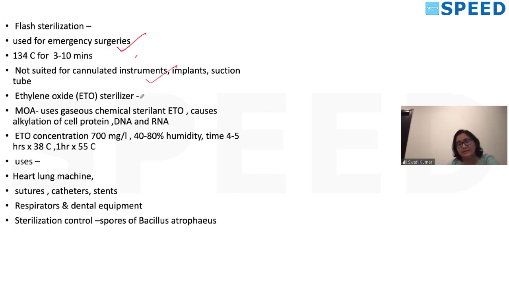Now we have ETO sterilizer. ETO sterilizer acts by alkylating the cell protein, DNA and RNA. Please remember, ETO is used for heart-lung machines, sutures, catheters, stents, respirators, and dental equipment. What is the control for ETO? You have a control for your autoclave and a control for ETO. In autoclave, you have Geobacillus; here you have spores of Bacillus atrophaeus.